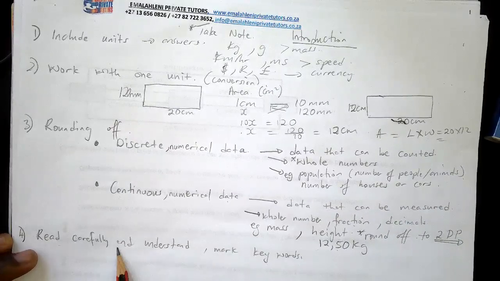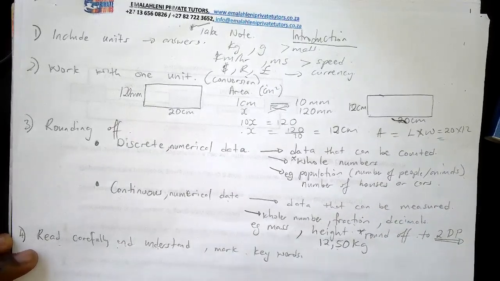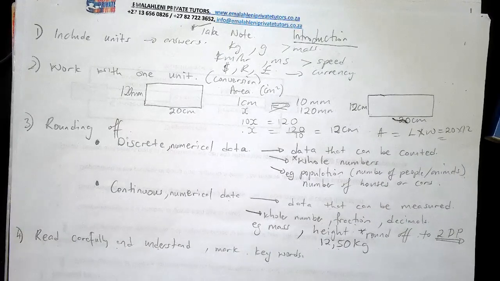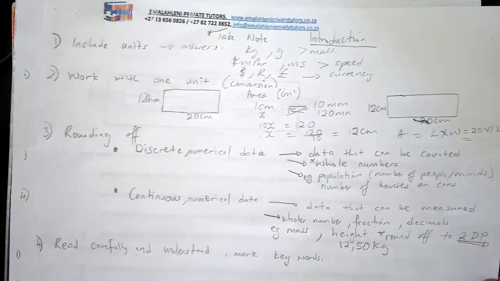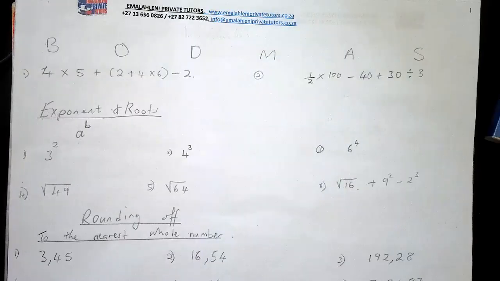Read carefully, understand, and mark keywords. This is an important thing. Again, you need to read your questions carefully, understand first, then mark keywords. So you don't just attempt a question without knowing the next step. You must first figure out what your next step should be. Okay, so that's the first slide.